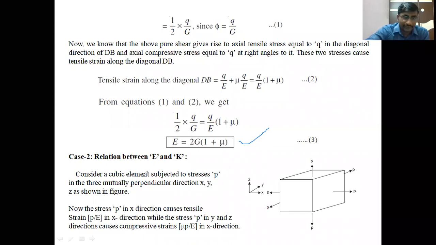Now consider a cubical element subjected to stress small p in three mutually perpendicular directions x, y, z as shown in the figure. In the x direction stresses are acting, in the y direction stresses are also acting, and in the z direction stresses are also acting on that cube. Now stress P in the x direction causes tensile strain.